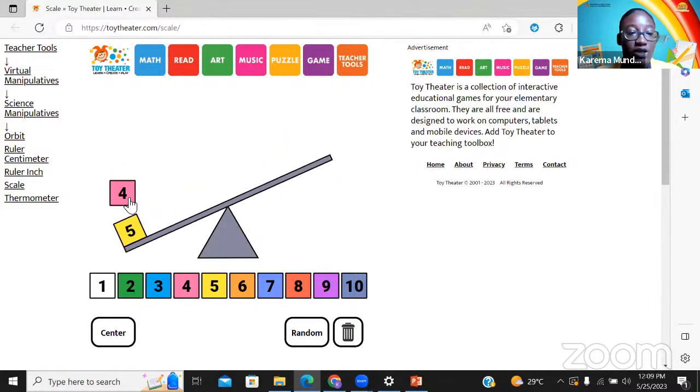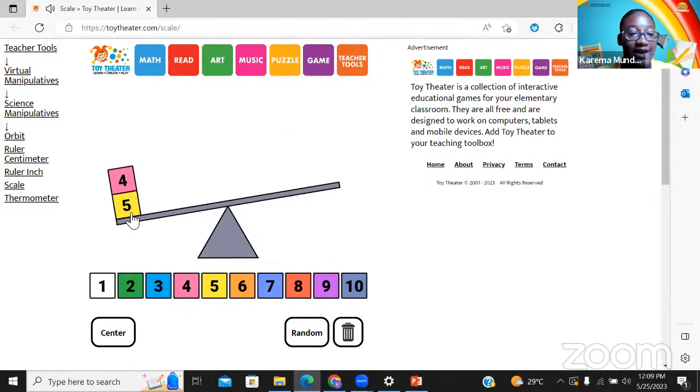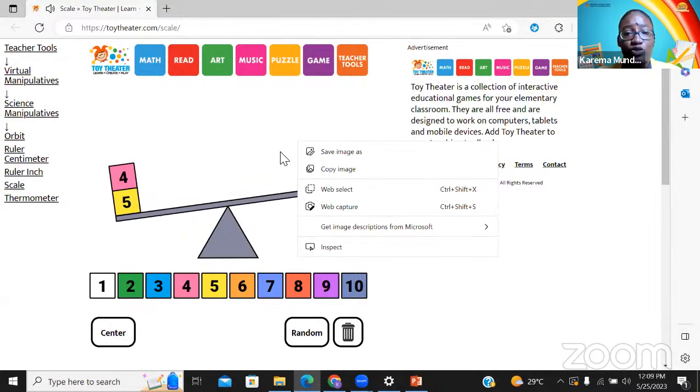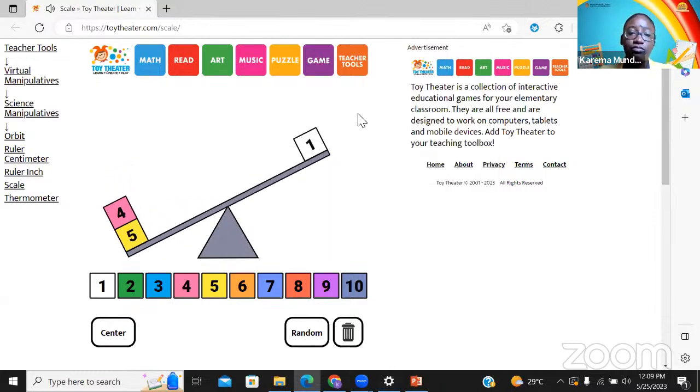Let me model what we had on screen. So we had 5 added to 4 on the left-hand side, and some value which we didn't know was added to 1 on the right-hand side. So right now, it's not balanced at all, meaning these two quantities, the one on the left and the one on the right, are not equal.